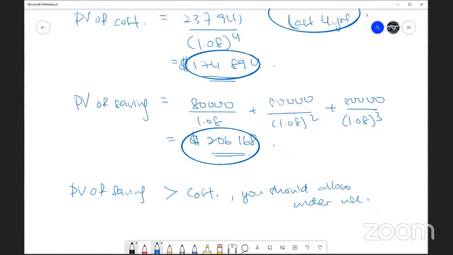So I move on to this last question. This last question looks easy, but might be a bit confusing also. So let's look at this. Optimal timing of investment, or in other words, when should you invest?